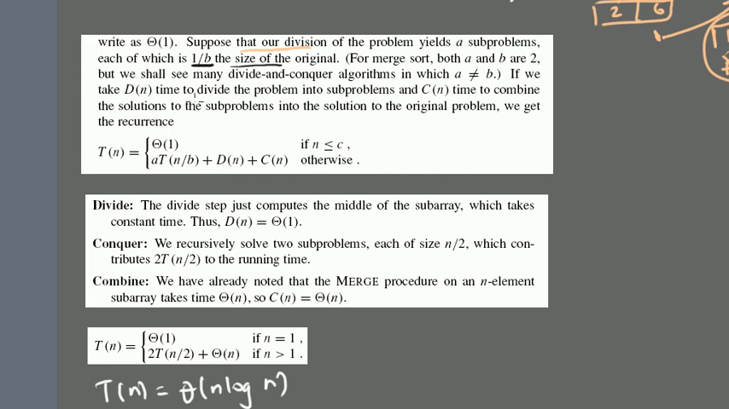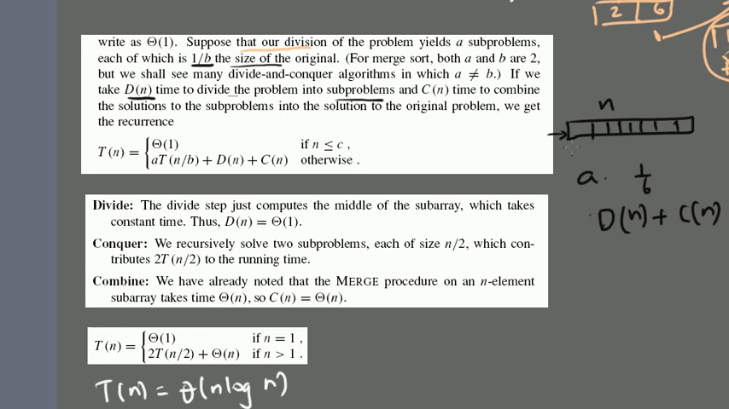If you take d of n to divide the problem into subproblems, okay, so you have a problem of size n, and then you divide this into a subproblems with the size of each being 1 over b the original size. In order to divide the original problem of size n, you take d of n, and then in order to combine the subproblems into n again, you take time c of n.